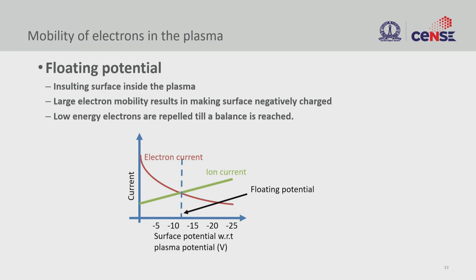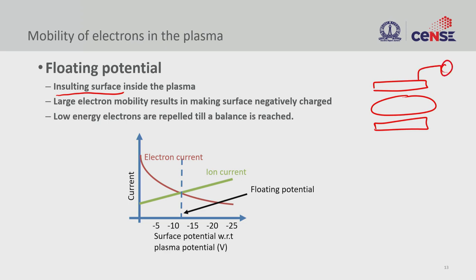The plasma potential is measured by using an insulating surface, right? This is a highly insulating surface, and we insert this insulating surface inside the plasma. Okay, so let's assume I have created a plasma in this zone, right? This is connected to some source, and this is grounded, and this is going to be our plasma. So what is the floating potential? Floating potential is nothing but, I put a glass here, let's say. So I take an insulating layer here.